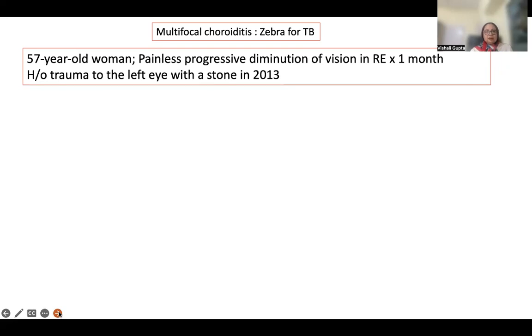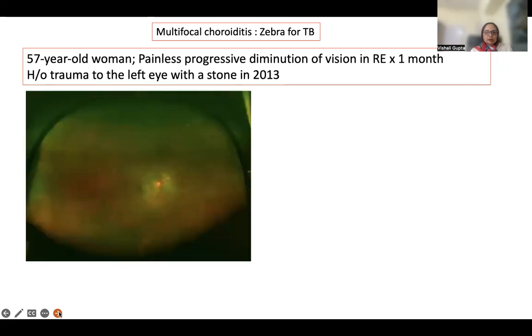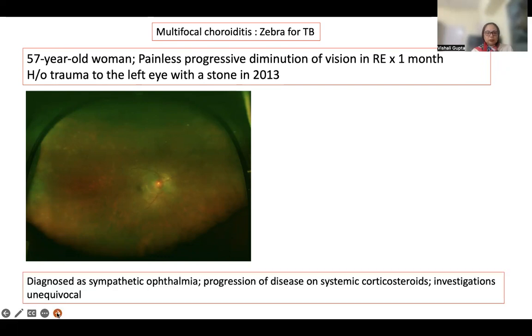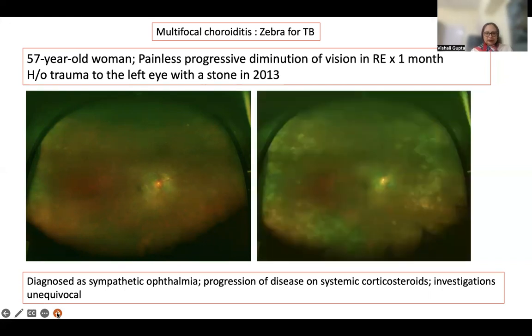I'll show you an example of one such lady, a 57-year-old. She had trauma to the opposite eye and she presented to us like this. We thought of sympathetic ophthalmia because the phenotype was not suggestive of TB. There was some peripapillary serous detachment and something happening in the periphery, which, to be very honest, we could not pinpoint. So we diagnosed it as sympathetic, gave steroids, and the investigations were unequivocal. Neither the IGRA nor the PPD skin test showed any evidence.